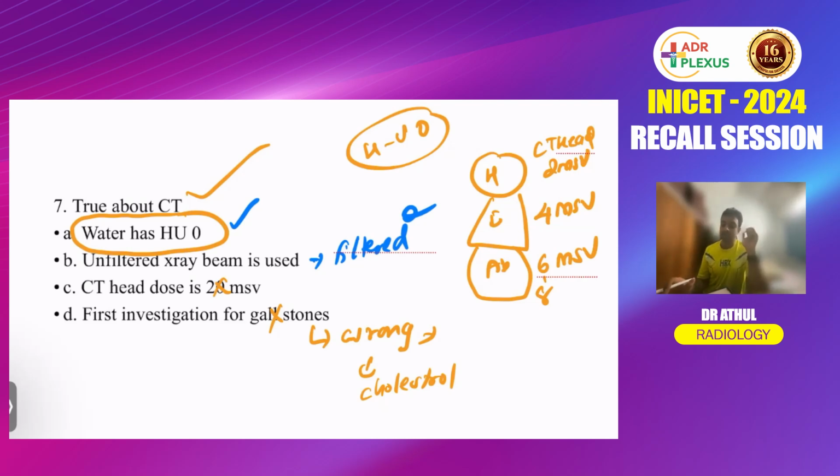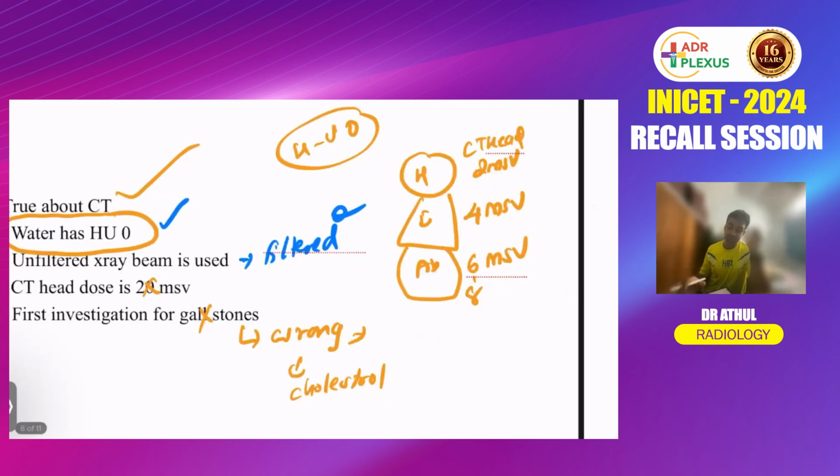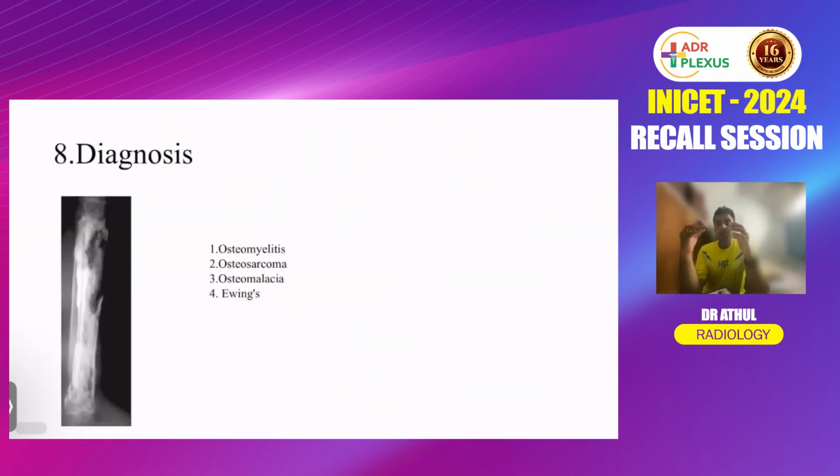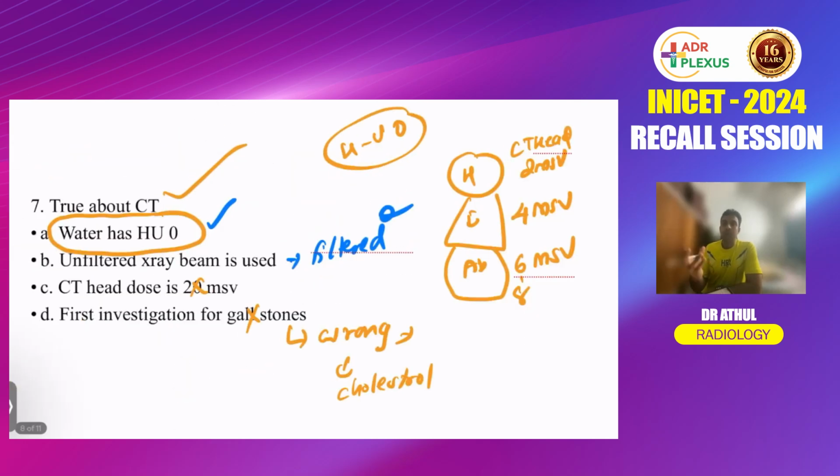So that is actually another straightforward question. During the exam, it is very difficult for you to think about each option and sort it out. So if you know some facts, like the HU value of water is 0, and the CT dose to the head is 2 millisieverts, then it is easy for you to figure out which of the following is the correct option. So you should try to memorize some of the facts and read these facts 1 or 2 days prior to the exam. That is the key concept.